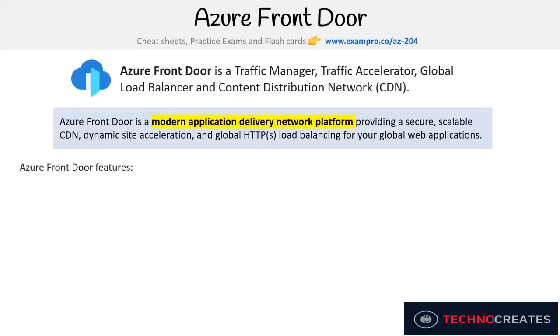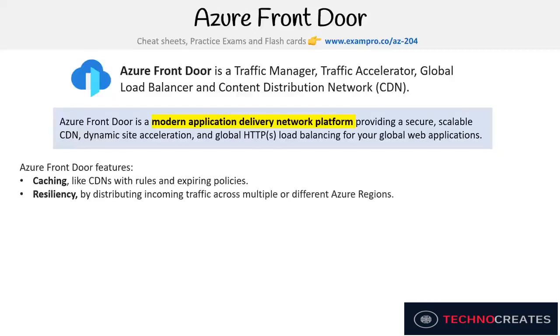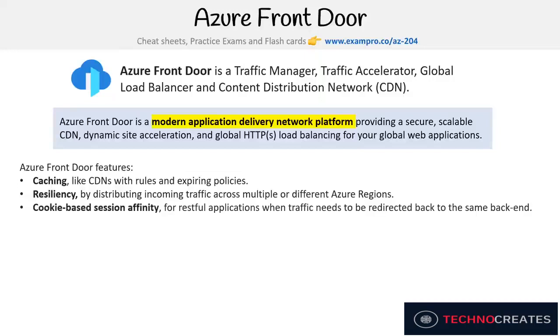So Azure Front Door features caching like CDNs with rules and expiring policies; resilience by distributing incoming traffic across multiple or different Azure regions; cookie-based session affinity for RESTful applications when traffic needs to be redirected back to the same backend, so that's for stateful applications; and health probes, which are very common at either the DNS level or the load balancing level, but since it is both here, it has it to determine the healthiest and closest backend to the client request.